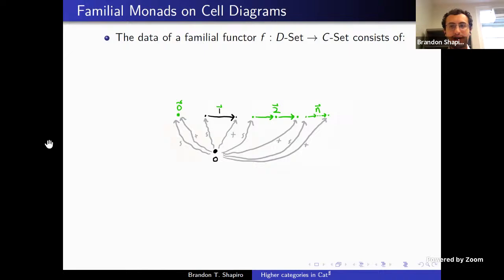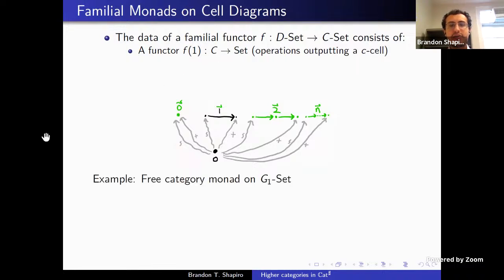They go by a few different names and I'll mention some of them as we go. But first of all, just what's the information that's going on here? So first of all, what are the operations? And they're going to form a functor from our category of cell shapes into sets. And so for our free category monad on G1 sets, graphs, that functor sends 0 to the singleton set containing what I call 0, and it sends 1 to the set of natural numbers.